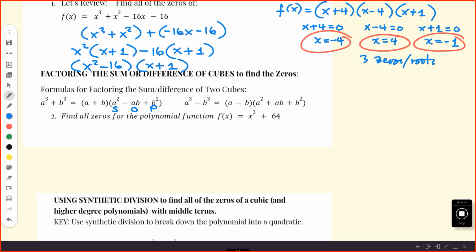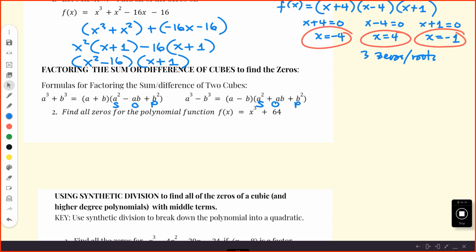So same thing as this, same sign, opposite sign, because if this is a minus, the difference of two cubes, this is a minus, then this is going to be plus, opposite sign. And again, the last one is always positive. Okay, but you take the square of the second term for the last term in your factor.